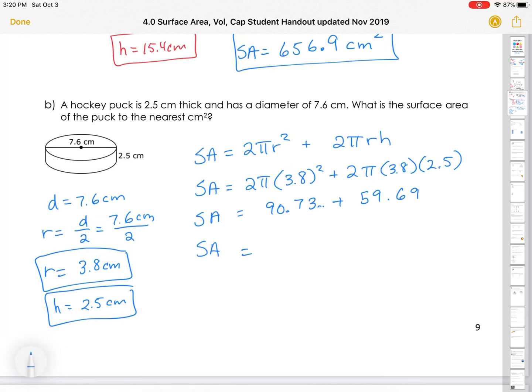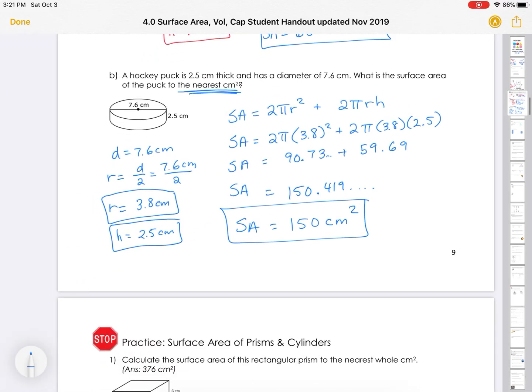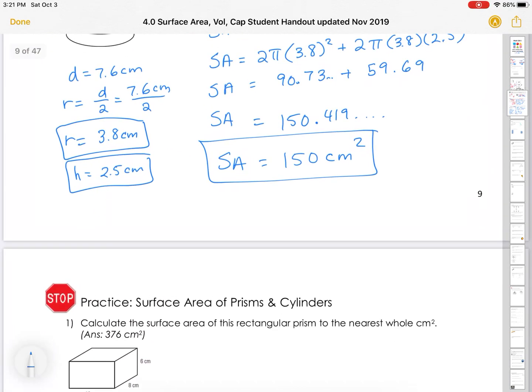So my surface area, which is not AS, it's SA, I add those two together, and I get 150.419. But it says here to the nearest centimeter, so I can just write 150 centimeters squared. Okay, it's great that we have this formula, and the formula will help us do our work. Now it's your turn to practice.